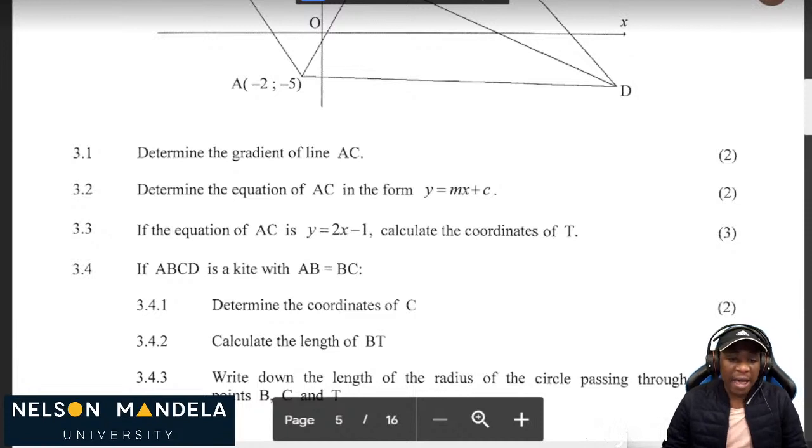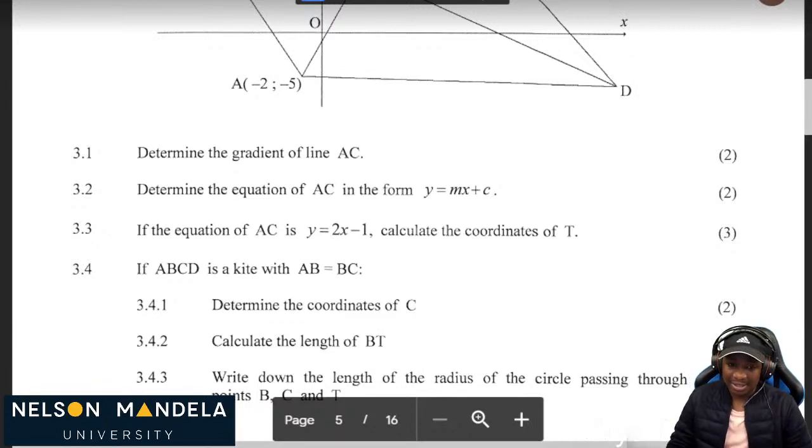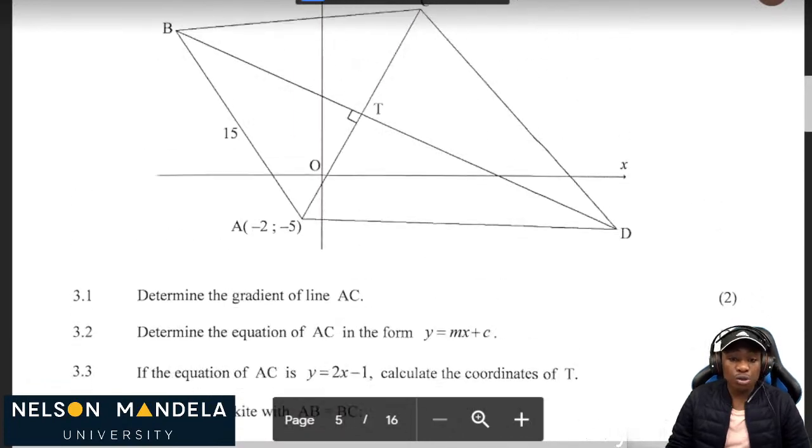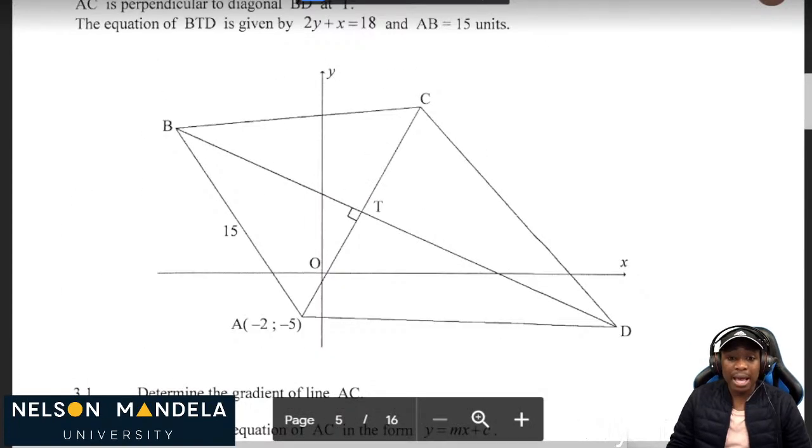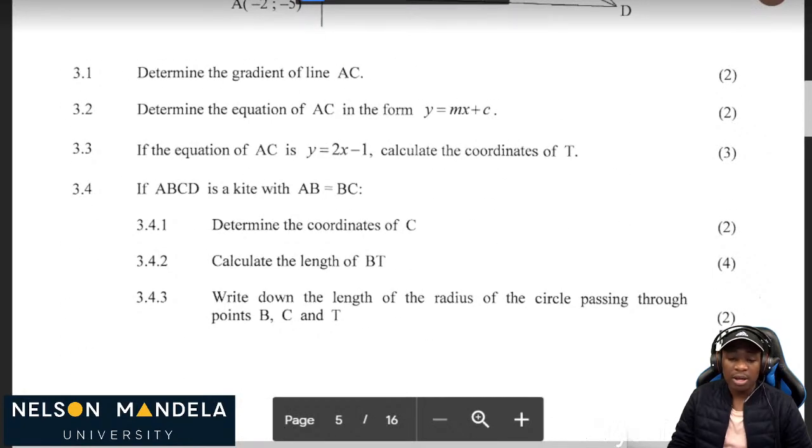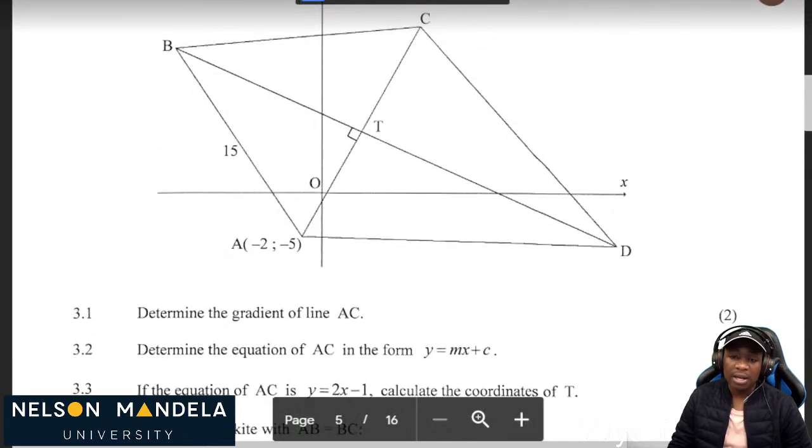Question 3.4.1. If ABCD is a kite with AB equal to BC, which means they are equivalent and the distance between the two is the same. So AB is 15, also BC is 15. Now, determine the coordinates of C. Where is C? Here is our C.